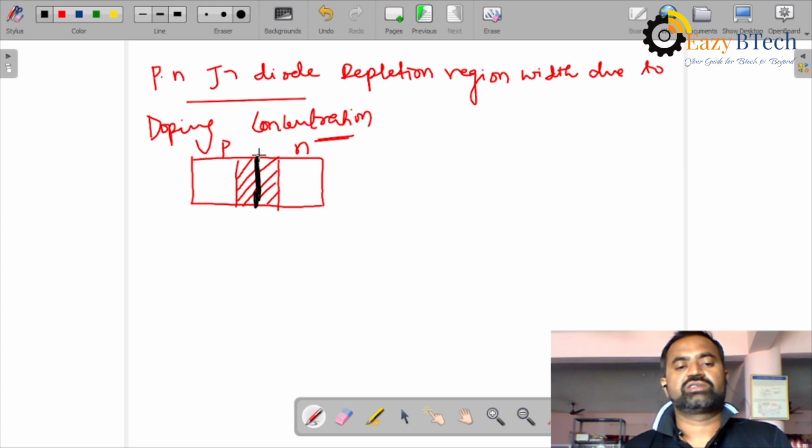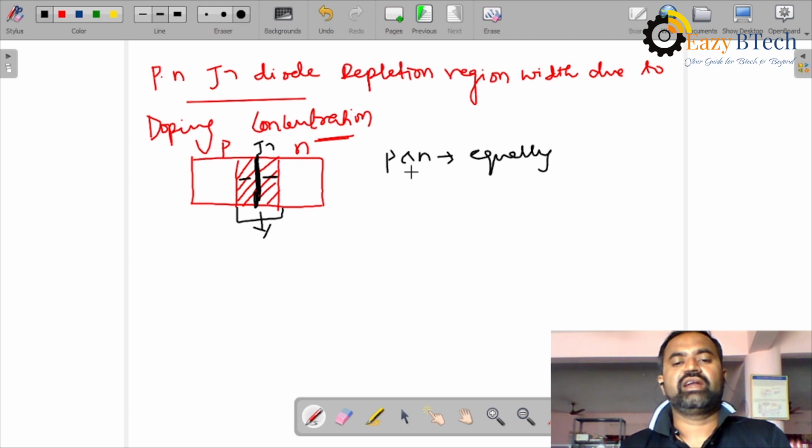You can see it is a junction. Now in the depletion region, this is an N side and this is a P side. The width expansion is equal. It means P and N are equally doped, that is, width of P side is equal to width across N side.